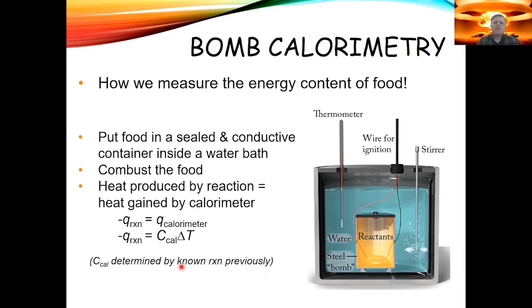Then if that known amount of heat changes our calorimeter by some temperature, we know what the overall heat capacity of our bomb calorimeter is. And then we can run a second reaction for whatever we're interested in, and figure out what that reaction's heat is.